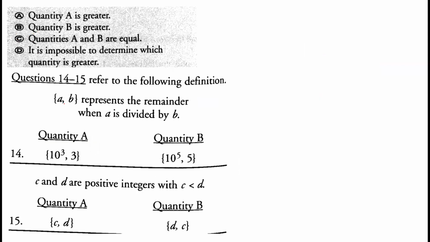Now A and B represents the remainder when A is divided by B. So let's suppose if we have 13 and 10. So if we divide 13 by 10, what will be the remainder? So the remainder would be 3.